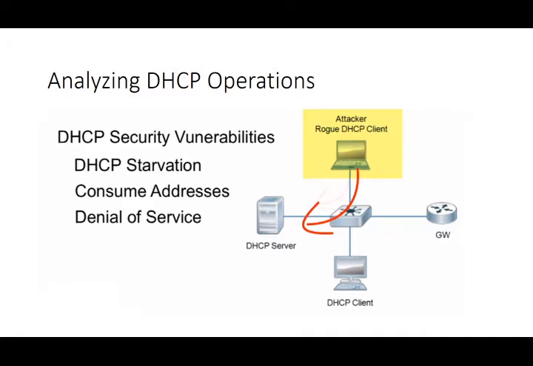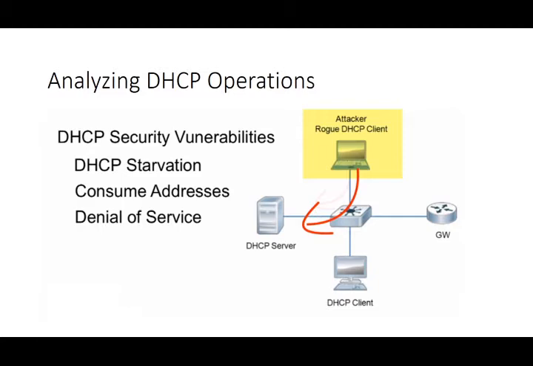With DHCP starvation, the attacker uses a rogue DHCP client to broadcast DHCP discovery requests. Before that, we were looking at DHCP spoofing. Now we are looking at DHCP starvation. The attacker uses a rogue DHCP client to broadcast DHCP discovery requests with spoofed MAC addresses. In DHCP spoofing, the server issues a DHCP offer. Here, the DHCP client is sending DHCP discovery requests with spoofed MAC addresses.